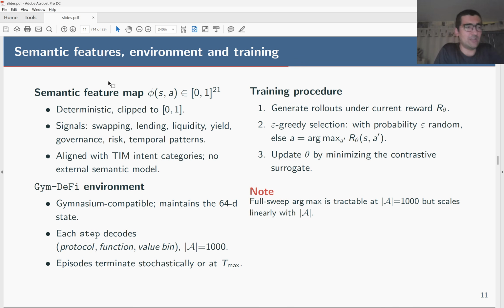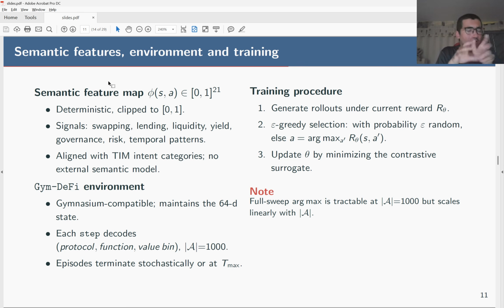The DeFi environment maintains a 64-dimensional state, and each step decodes an action into its protocol, function, and value bin. Over the 1,000-action space, episodes end stochastically or at the horizon. So it will end eventually, either stochastically or at the horizon.